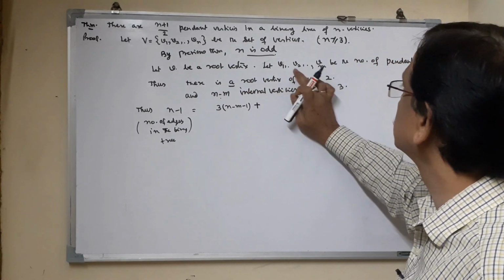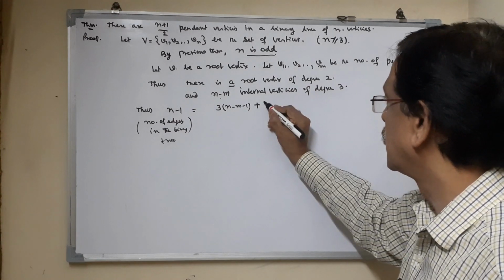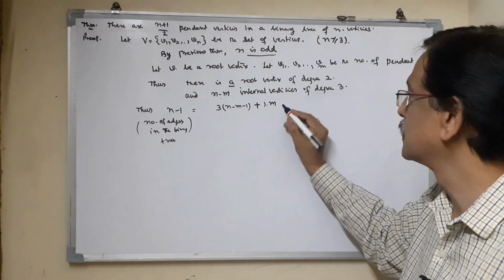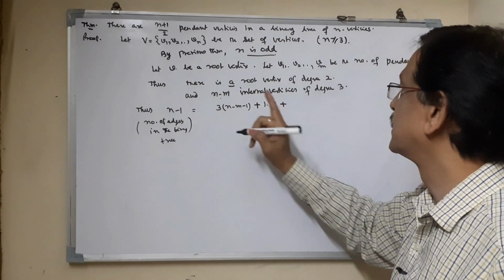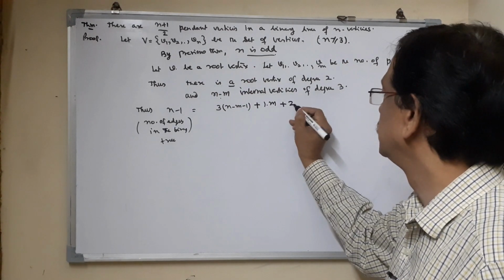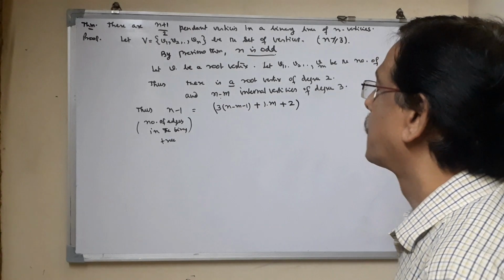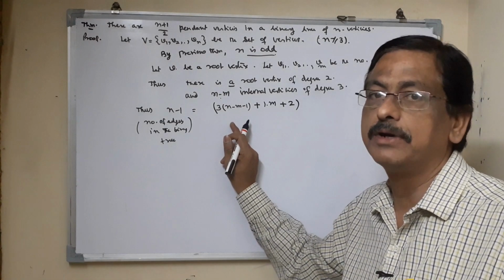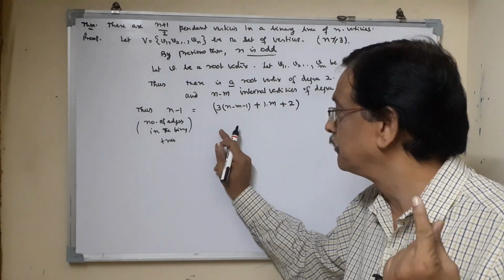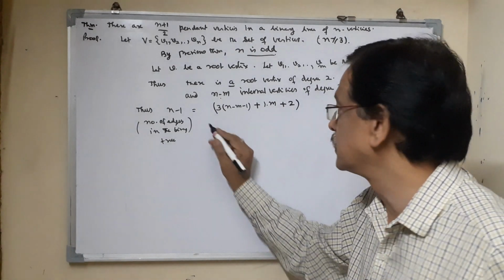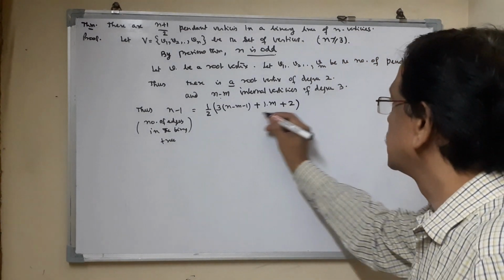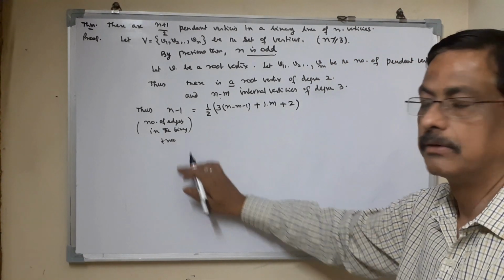How many pendant vertices are there? M. So I have to write down 1 into m because degree is 1 with m vertices, plus 1 vertex. What is that? Root vertex, degree 2. But I am counting this in a tree. We have to count the edge only once, so I have to divide by 2. So these are the number of edges, right?